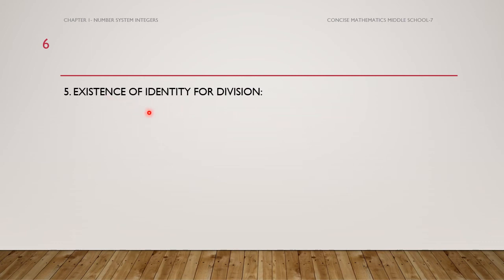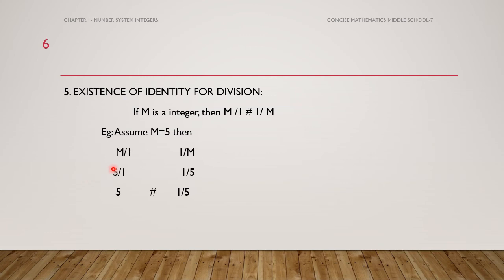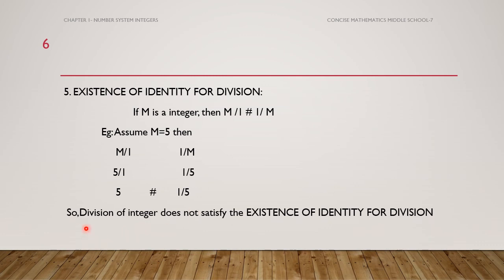Next, existence of identity for division. So m is an integer over here, and the condition is m divided by 1 is not equal to 1 divided by m. Let's assume m is 5. Then see, I have again substituted the 5 in this law. So we are getting 5 on one side and on the other side it's 1 by 5, which is not equal. So here also we can clearly say that division of integers does not satisfy the existence of identity.